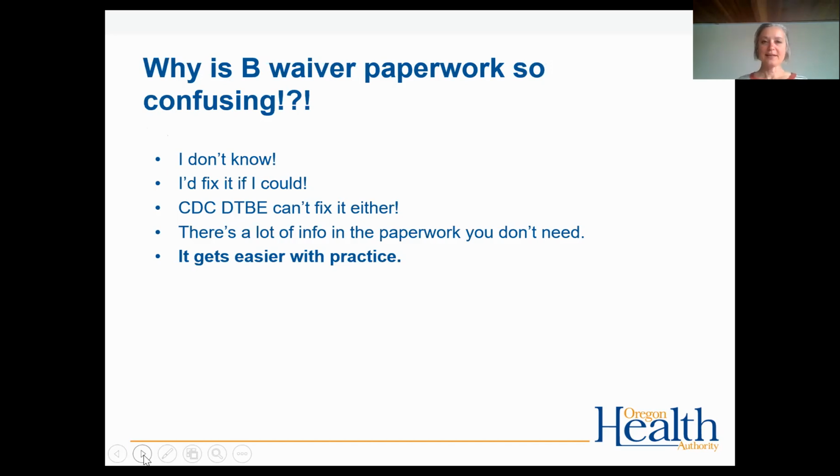So B-Waiver paperwork is really confusing. And why is it like that? I don't know. It just is. If I could fix it, I certainly would. It's always been that way. I've been doing TB stuff for a long time. I used to evaluate B-Waiver immigrants too when I was over in LA County, and the paperwork was confusing even 20 years ago. So it's been confusing forever. CDC also has gotten a lot of feedback about it, and they can't fix it either.